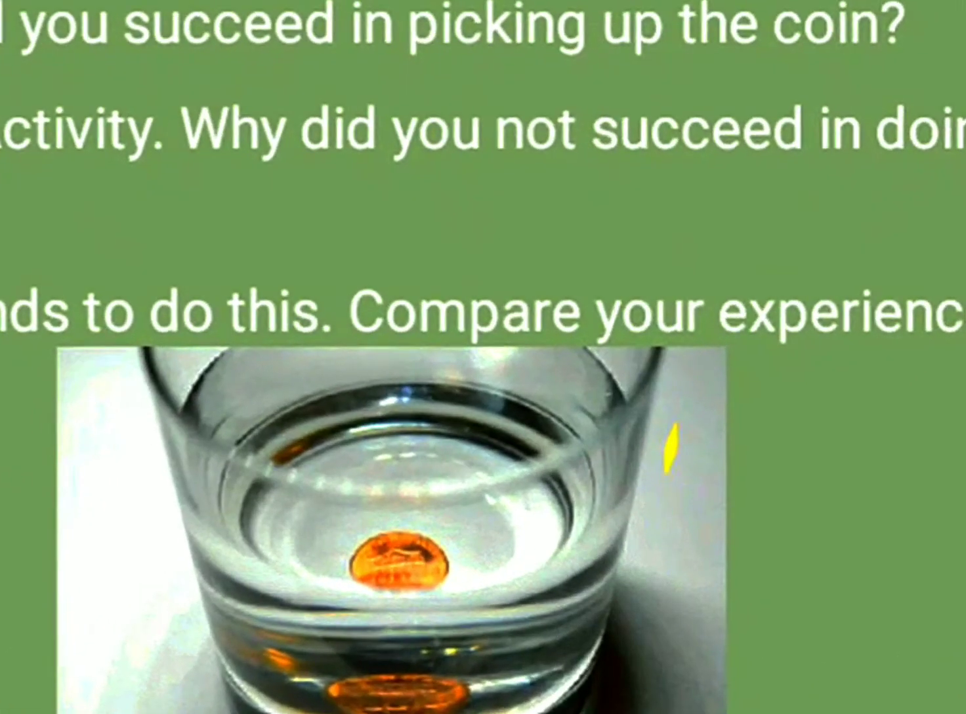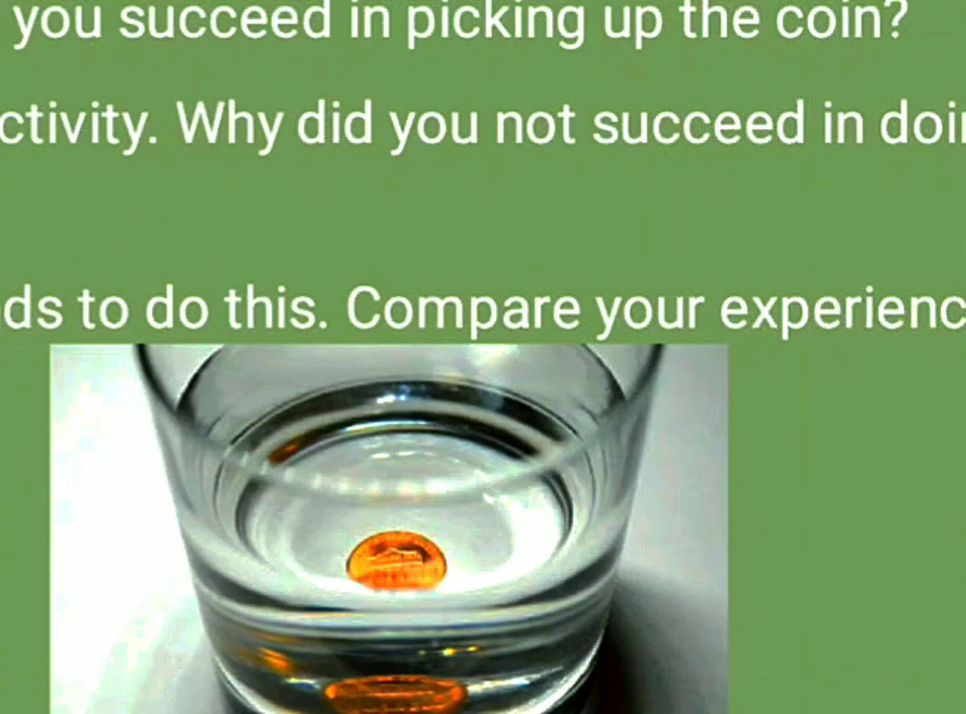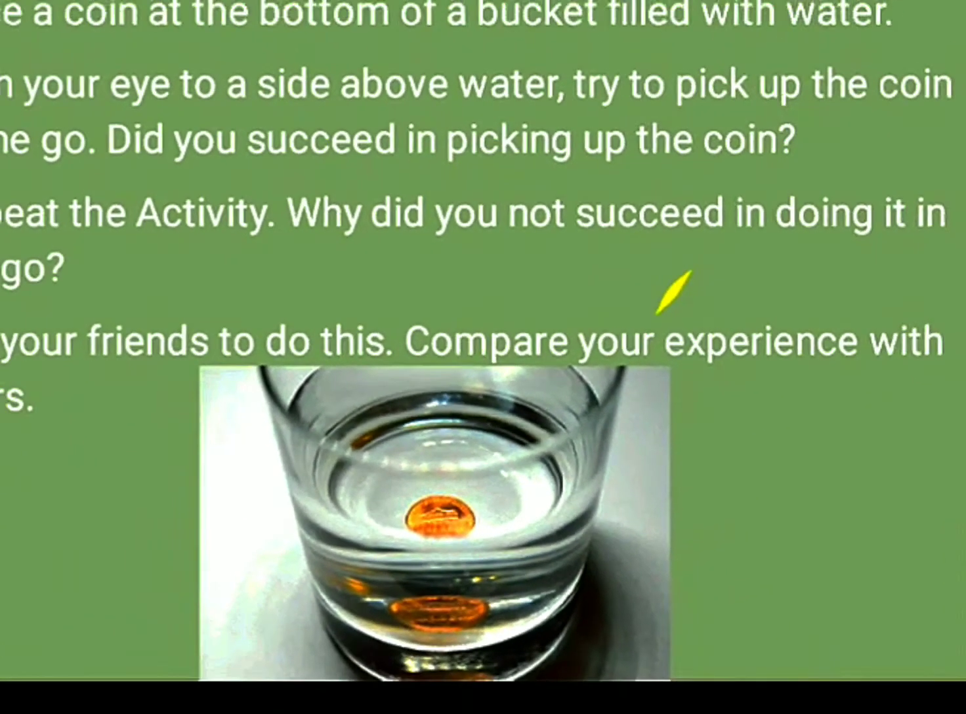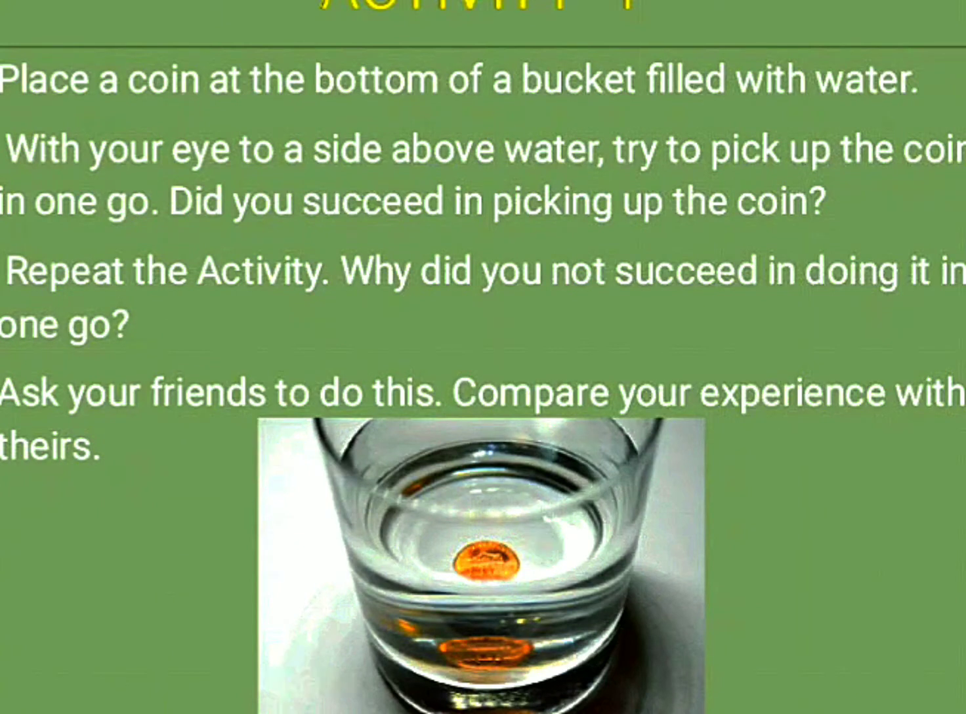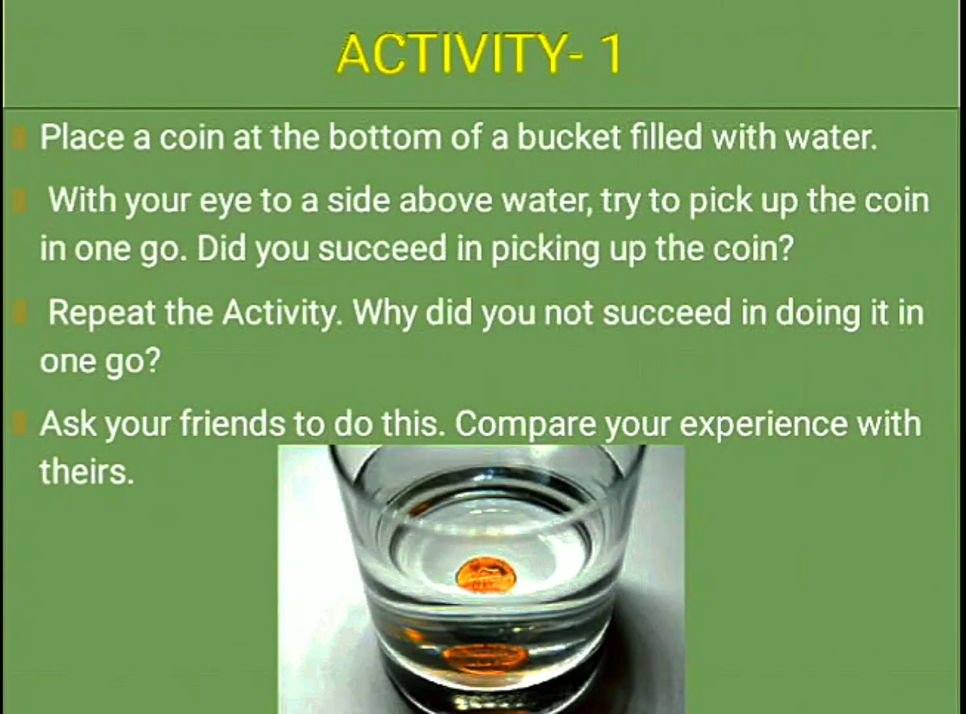So as you can see, when we place the coin at the bottom of the glass and try to observe it, we will be confused about the actual and apparent position of the coin. The one which you observe here is not the actual position, but the apparent position of the coin, which is observed due to refraction of light. Hence, we will not be able to pick up the coin in one go.